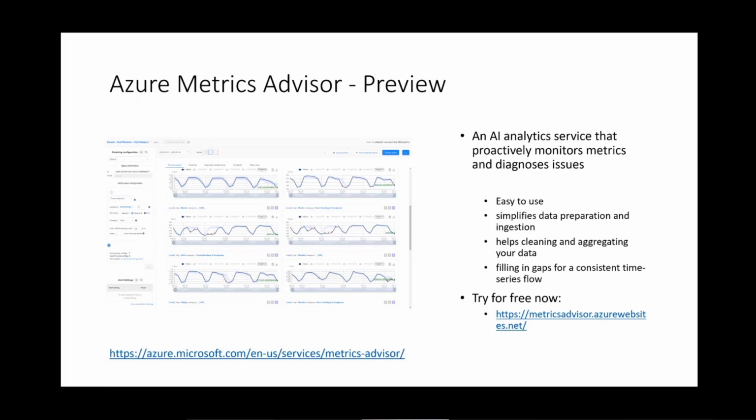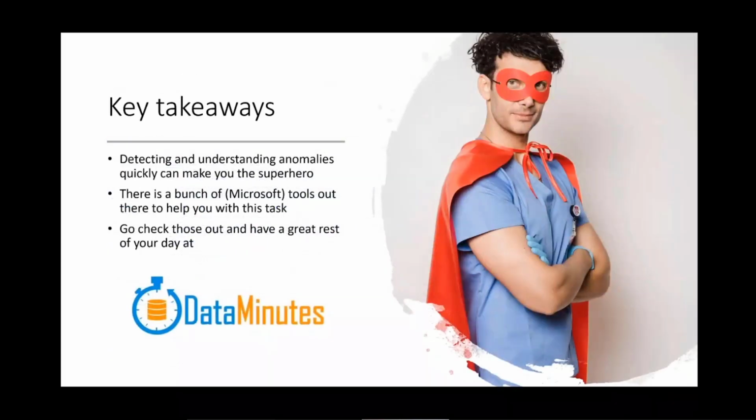So that is basically answering those two questions, right? Why are anomalies, or something which is not normal, much more interesting probably for you, and you want to react to it fast? Because this can make you a superhero. Which brings me to the key takeaways for this session. Detecting and understanding anomalies and doing that quickly can make you the superhero. And I can tell from personal experience that this is really the case.